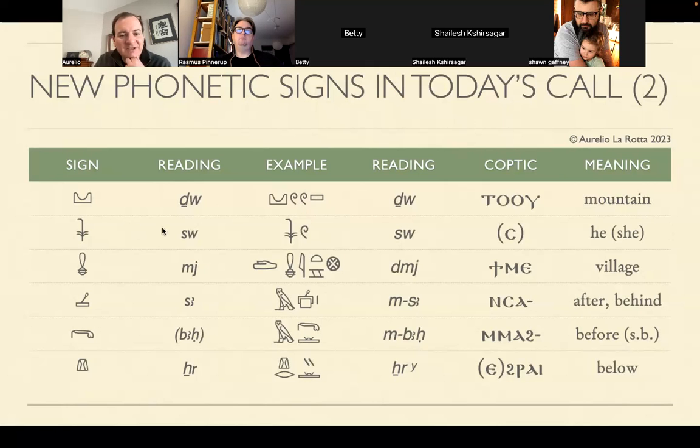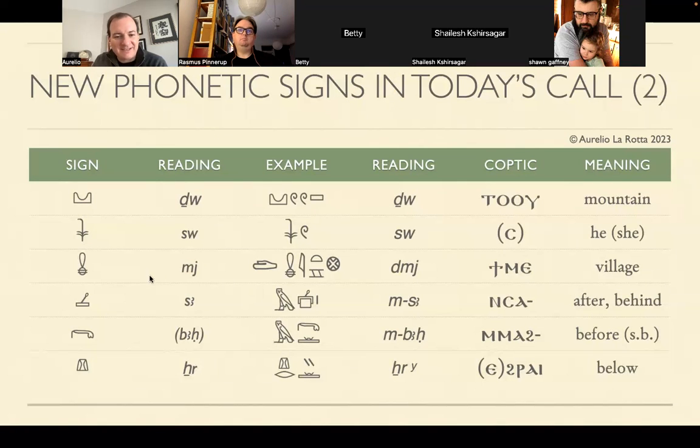Then we have su, SW. For example, in the very common pronoun su, which means he in Middle Egyptian, and in late Egyptian can also take on the form of the female pronoun. We'll talk about that in today's call. So it can replace the older set for the female pronoun to become he and she in certain types of sentences.